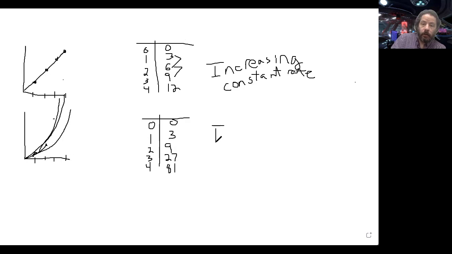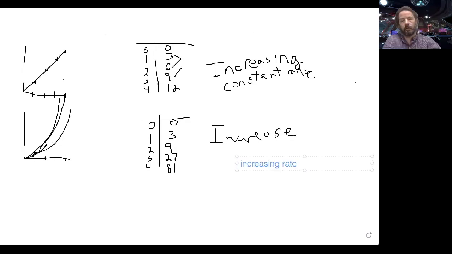So this is also increasing, but the pattern is not constant. The pattern is also increasing. So we would say this one is increasing at an increasing rate. When we're doing these, we're going to look at what's happening. Is it increasing or decreasing? And then how is the increase or decrease changing? Is it increasing at an even rate? Is it increasing at an increasing rate?